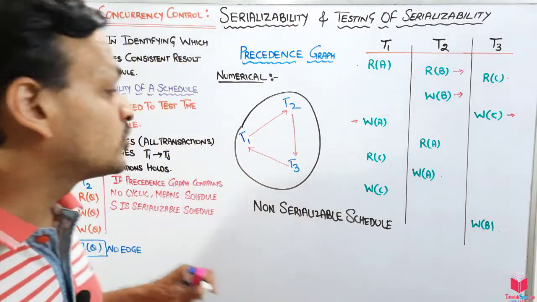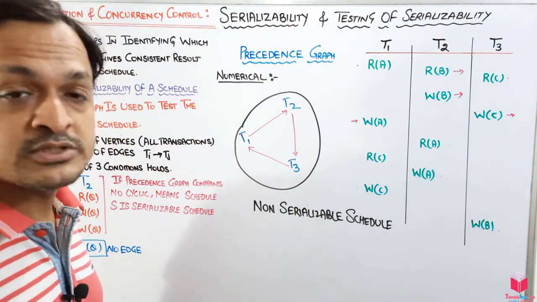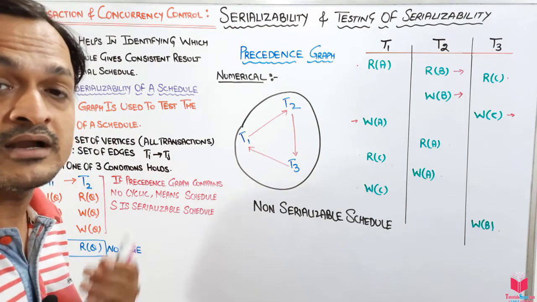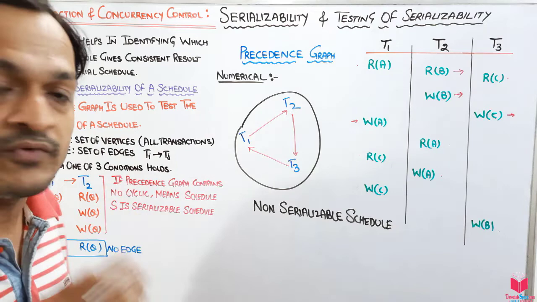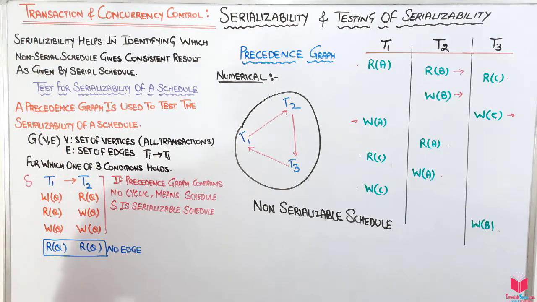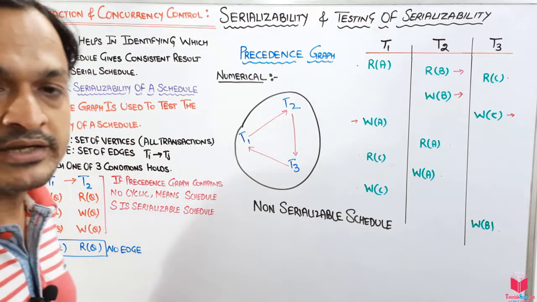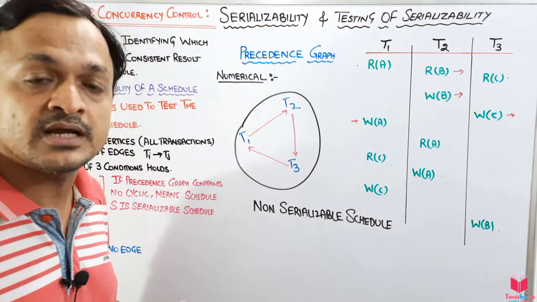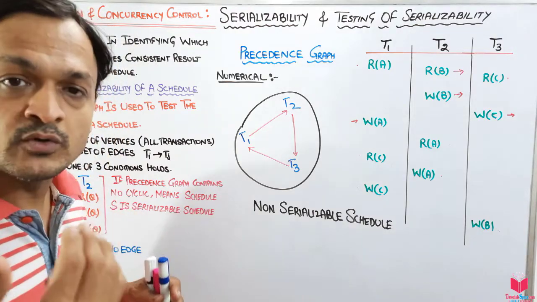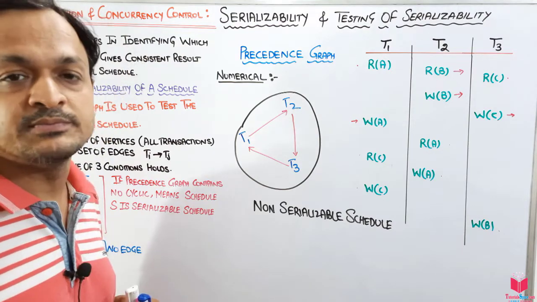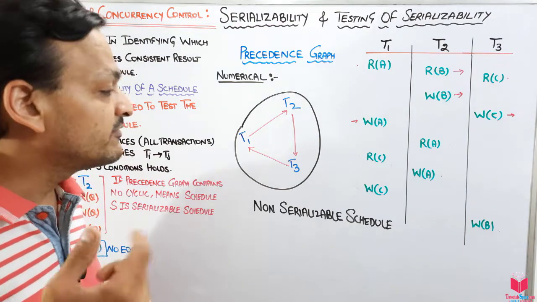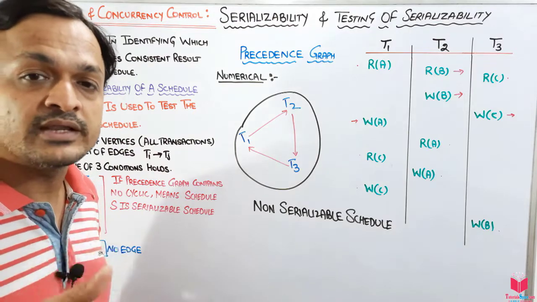But for those schedules which are serializable, we will see how we can convert that non-serial schedule into the serial schedule, for finding the consistent result. There are two techniques we will discuss in the upcoming videos, which are conflict serializability and view serializability. In the upcoming video we will discuss first the conflict serializability.